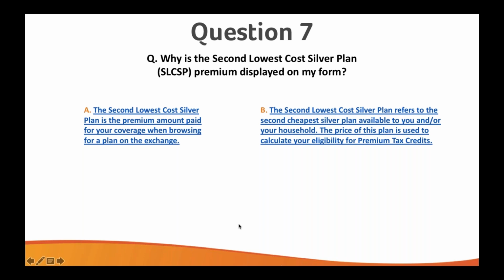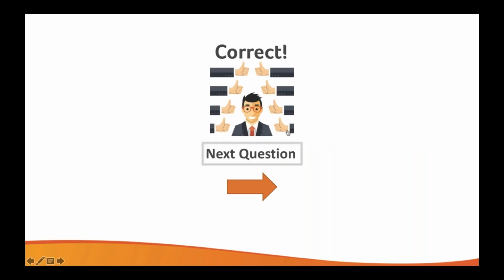I think we have a few folks saying B here. Yeah, it is B. So the second lowest silver is what drives your APTC for how many folks are in the household.